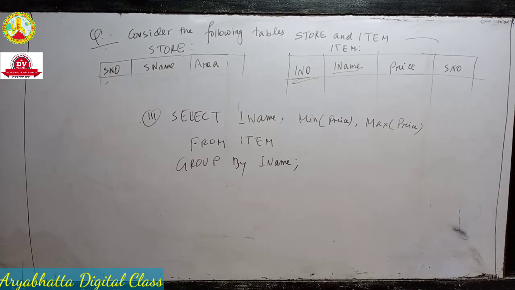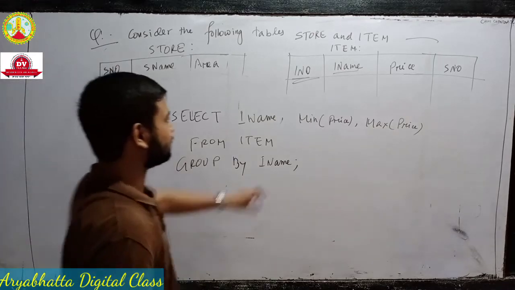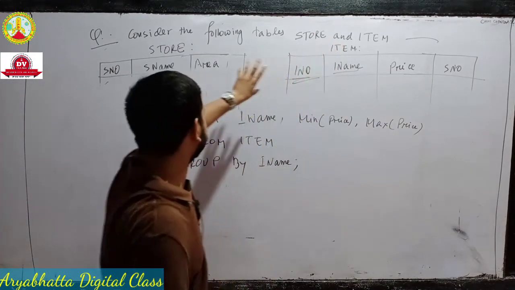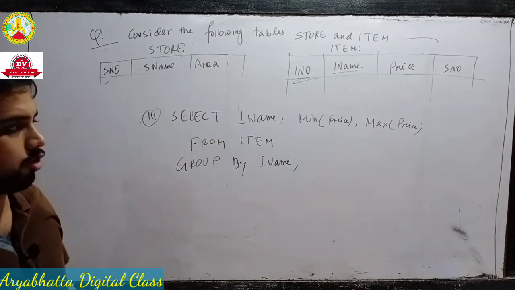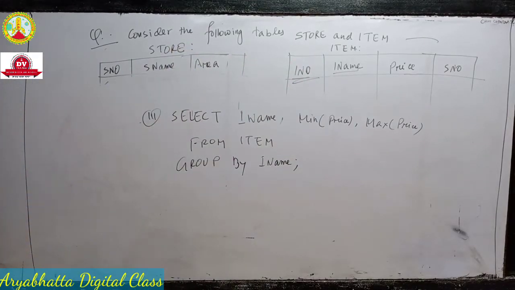and the fourth one is to display item name, price of all items and their respective store name where they are available. That is also the same concept. You see by yourself: select I name, price, S name from item and store, because we have to access both the tables. Item name and price are coming in this table and S name is coming in this table. That's why we have to access both the tables.